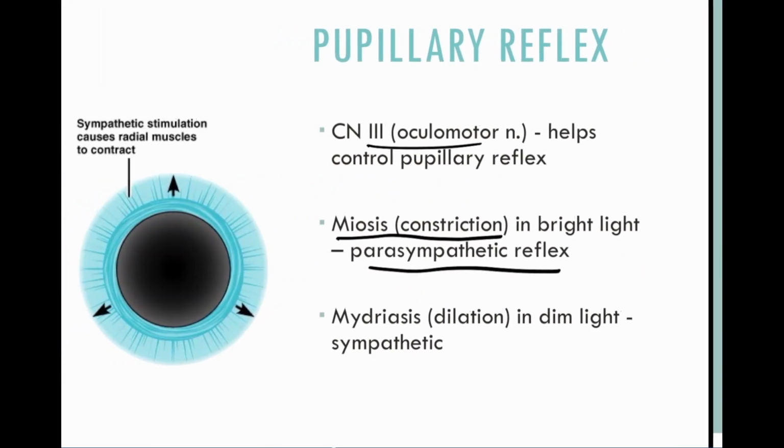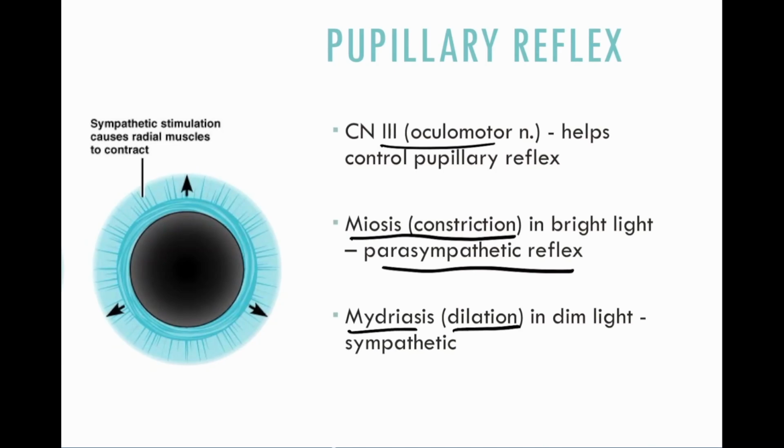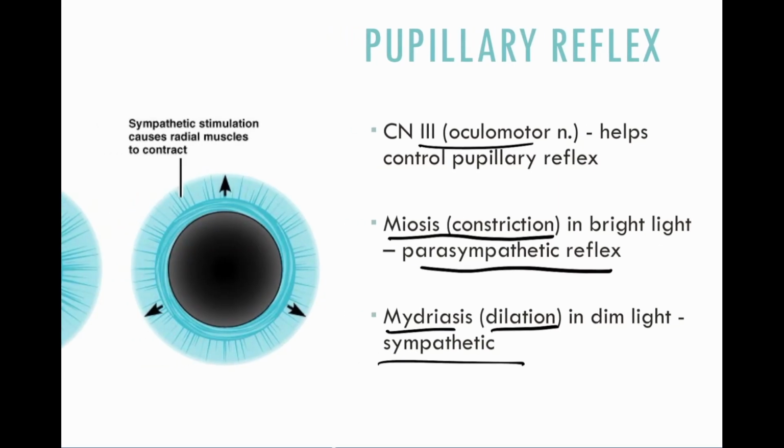Now, mydriasis, or dilation of the pupil, getting very, very wide now in dim light. So right now, people in the back corner, dim light, the pupils are going to be big. If you're closer to the TVs or the light, your pupils will be a little bit smaller to allow for a certain amount of light to get in. Dilation of the eye is a sympathetic nervous system response. And when you have sympathetic stimulation, it causes the radial muscles to contract. So you get huge dilated eyes.